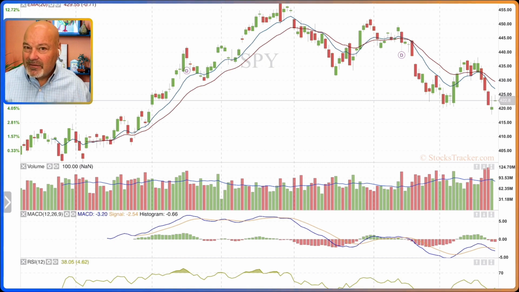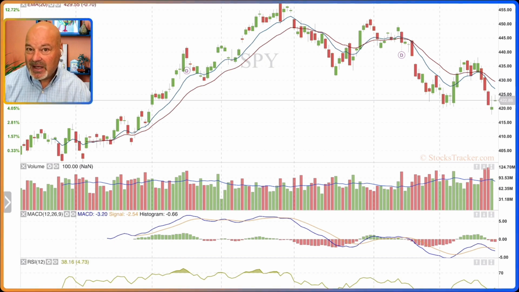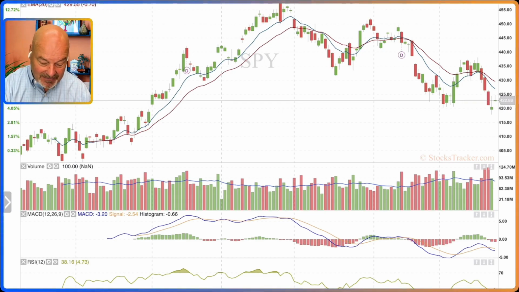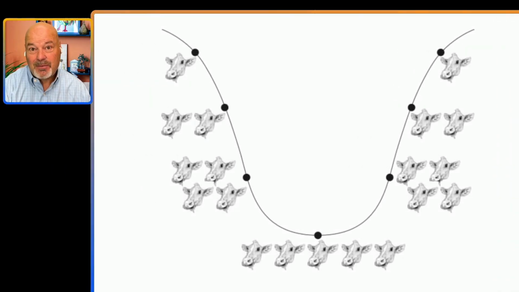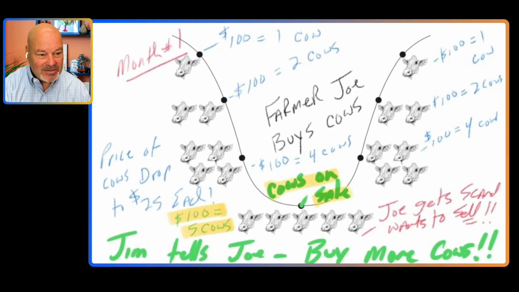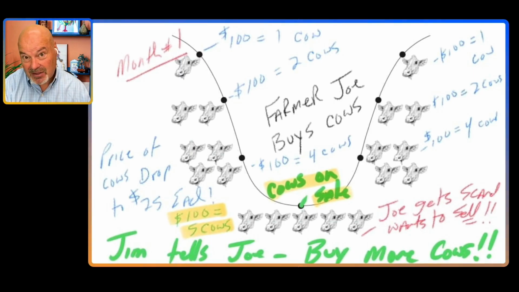How much more of that investment are you going to be able to buy in relation to what you were able to buy the month before or the week before? That's right. It's crazy how much more you're going to be able to get. And the same thing happens with Farmer Joe. The second month, he gets to buy 2 cows. Okay, just keep track of the number of cows.